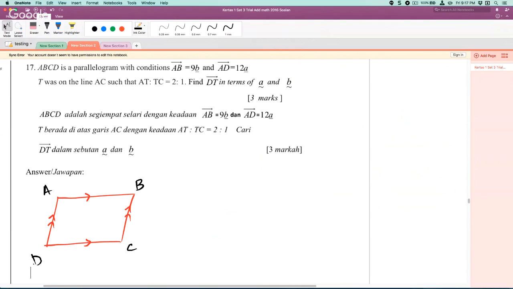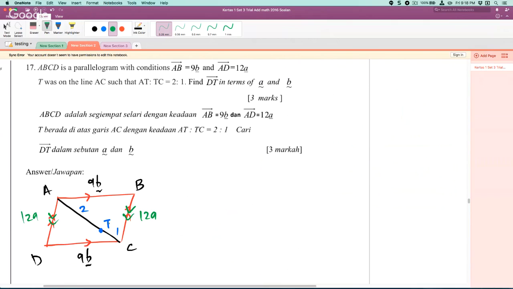All right, so A to B is 9b, so here is 9b, and here is 9b as well, because this is a parallelogram. And A to D, I mean, following the arrow, A to D in the opposite direction is 12a. So here is 12a in this direction. T is on the line AC, so you have A to C. And then you have this T, such that AT is 2, TC is 1. So you have a T over here, 2 and 1. All right, so find DT.